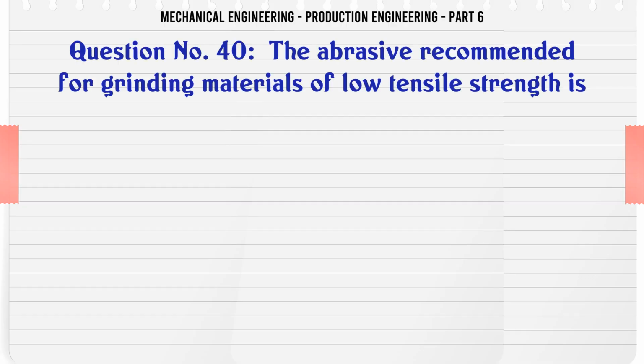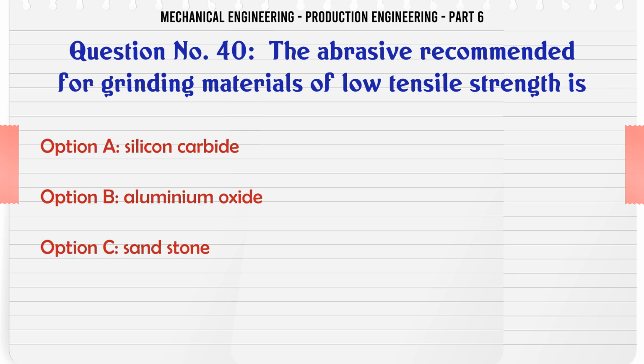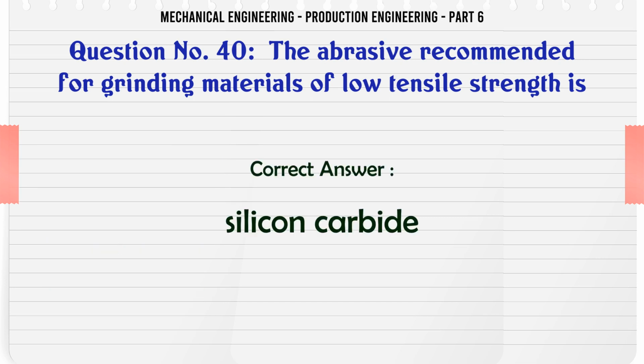The abrasive recommended for grinding materials of low tensile strength is A. Silicon carbide. B. Aluminium oxide. C. Sandstone. D. Diamond. The correct answer is silicon carbide.